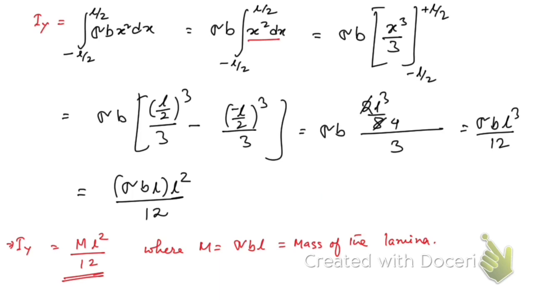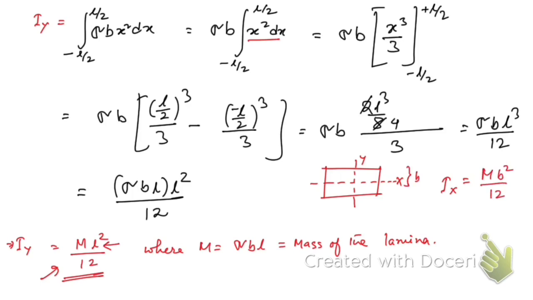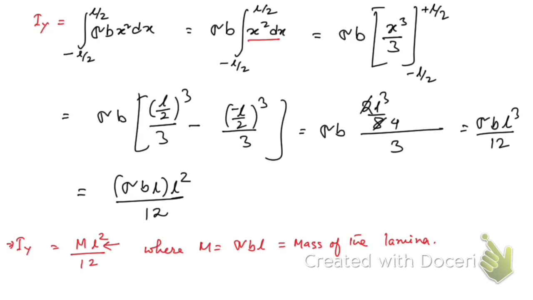Let me tell you again. Now you see here, the moment of inertia of this lamina about the y-axis, we have got this. Here we have got length. So if we find the moment of inertia about the x-axis, then this length L must be replaced by its breadth B. Hope you have understood this. So that's why, similarly, instead of repeating the whole process again, let me write that way.